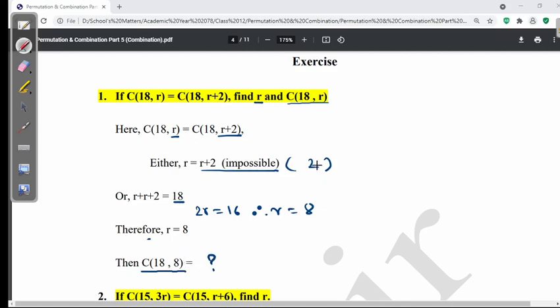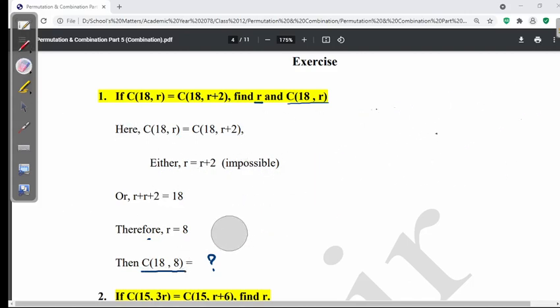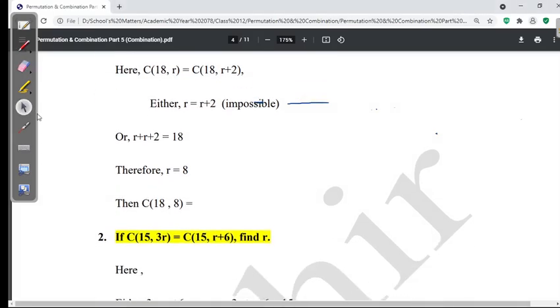So using that second condition, if nCr equals nCr dash, then either r equal to r dash or r plus r dash equal to n. Using this condition, we have solved this question. Now 18C8 easily you can find. There is no doubt for that. Okay, now moving to the next question, dear students.